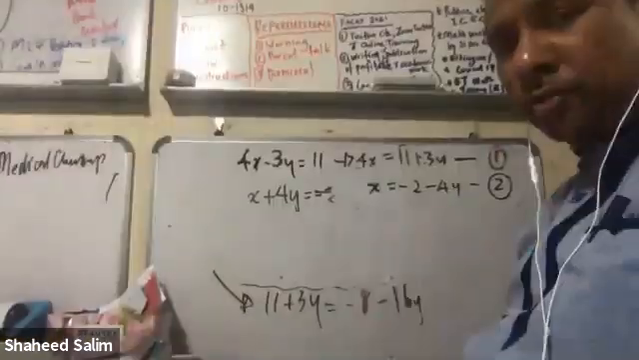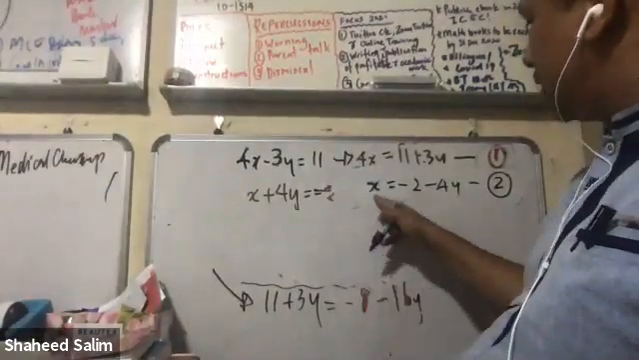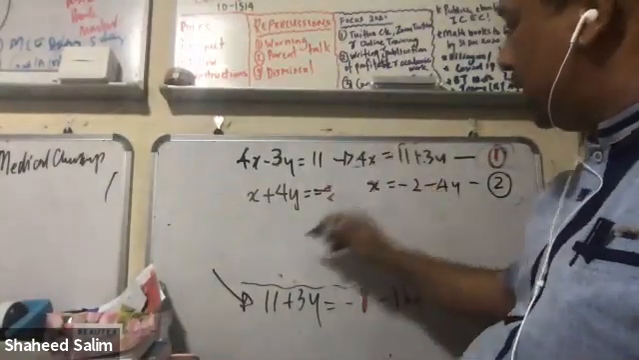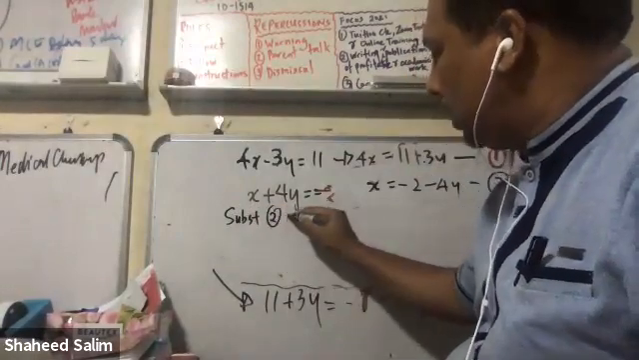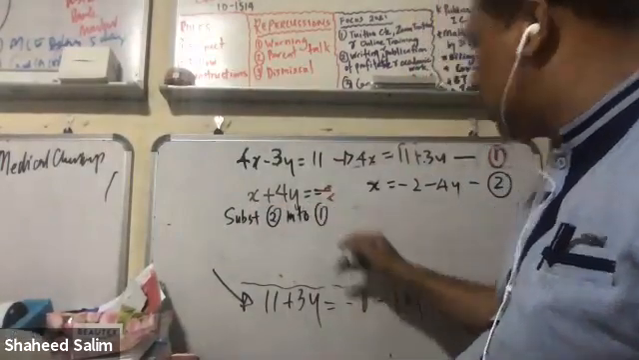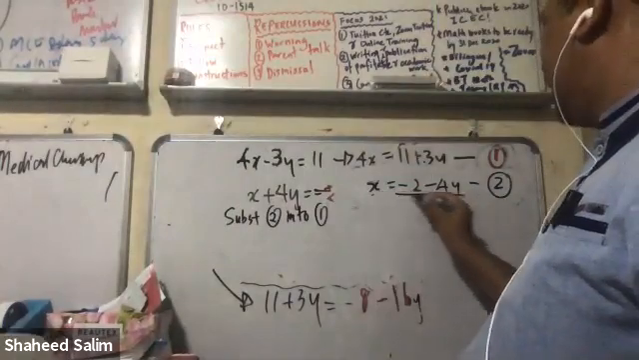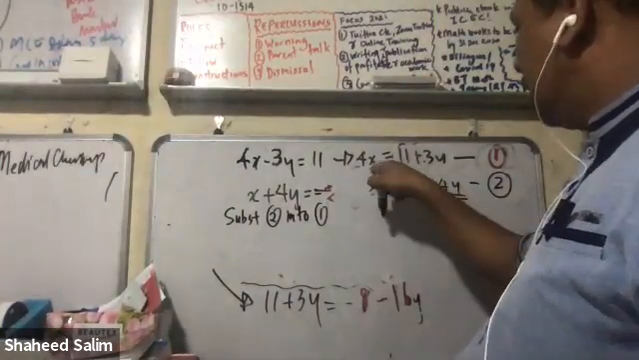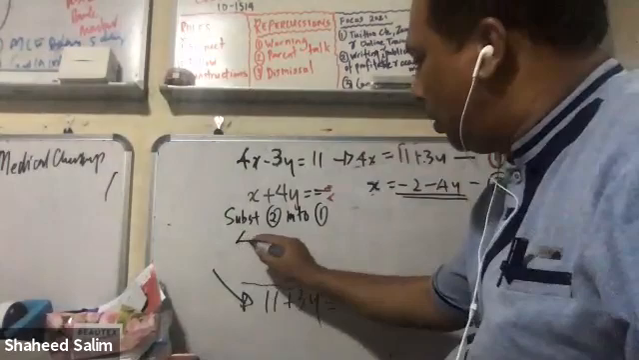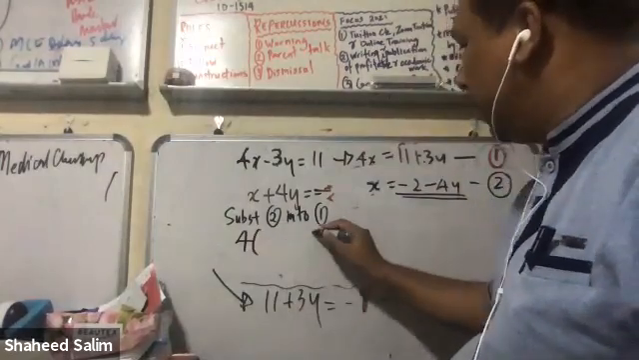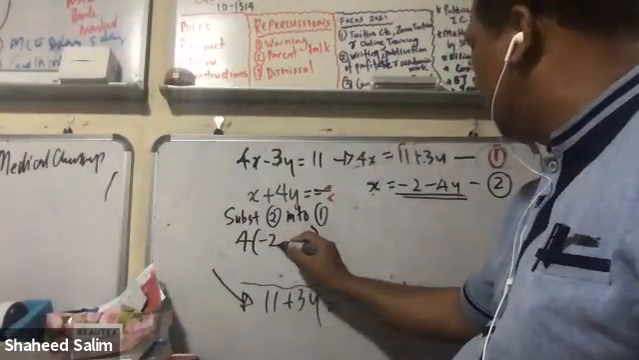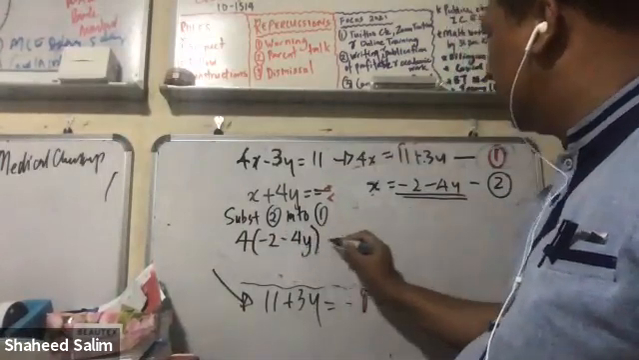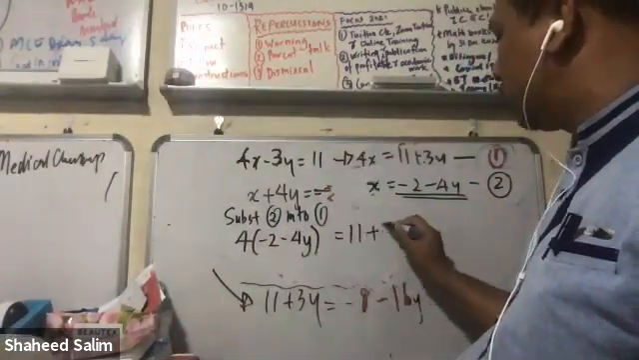What is the substitution method? You know what x is, so you put the value of x inside here. So substitute 2 into 1. What is 2? The value of x is given like that. In equation 1, you have 4x, right? Put a bracket like that, put the value of x: -2 -4y equals to 11 plus 3y.